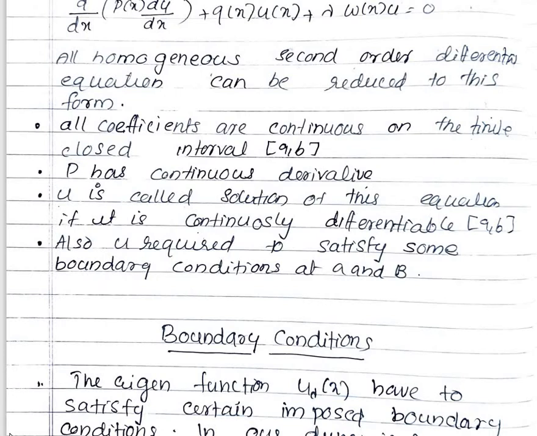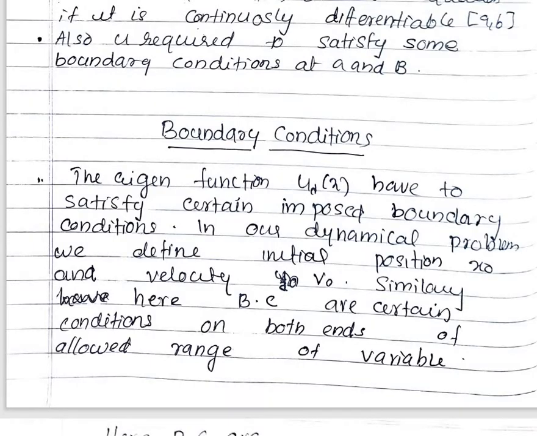second order differential equation. Their solutions have to satisfy certain boundary conditions. The eigenfunctions u lambda of x, which are nothing but the solutions of the second order differential equation, have to satisfy certain imposed boundary conditions. In our dynamical problems, we defined initial position x0 and initial velocity v0 as our boundary conditions. Similarly, here the boundary conditions are conditions on both ends of the allowed range of the variable.